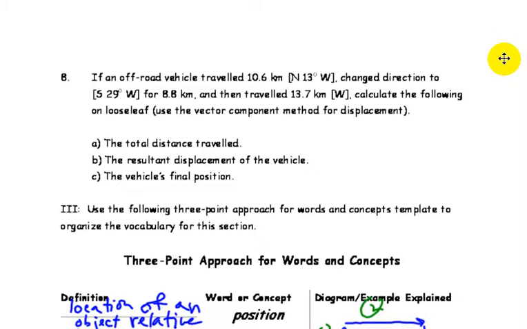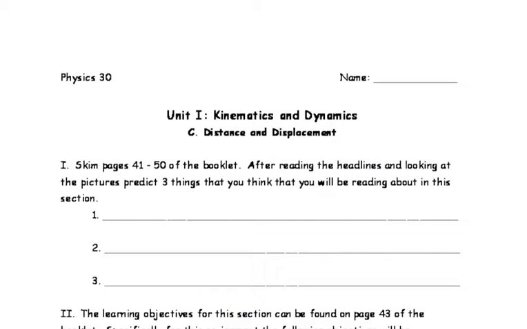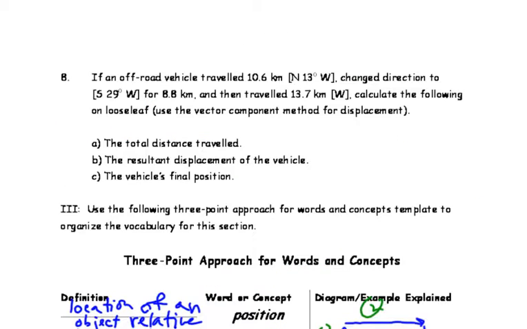Welcome back, Physics 30. So this is part B of the Unit 1C displacement and distance assignment. So we'll take a look at this last question here. It involves a little more work.